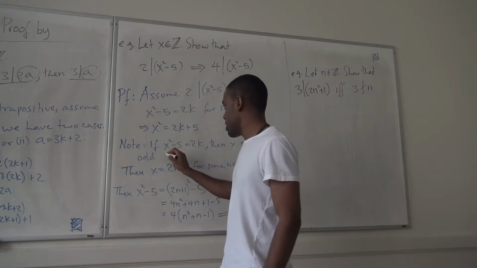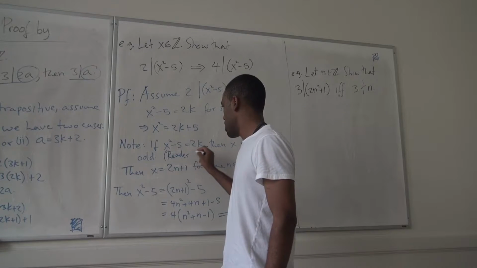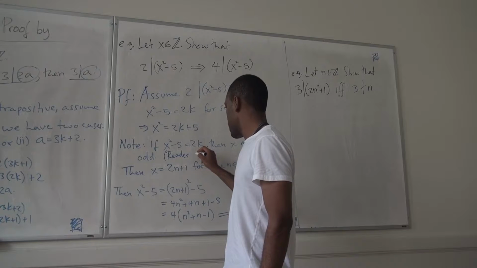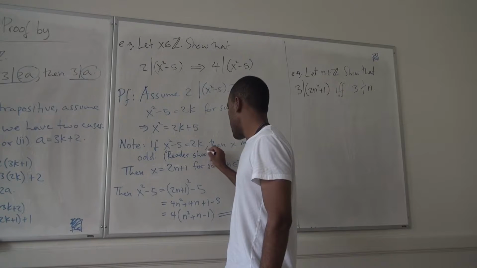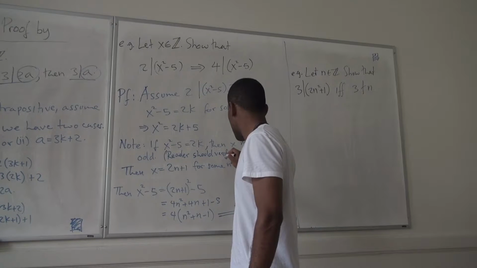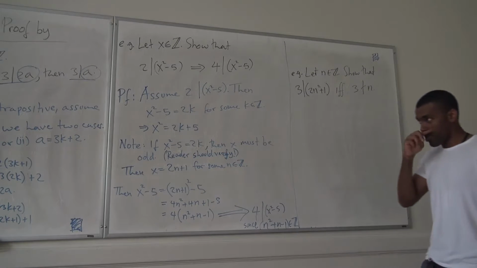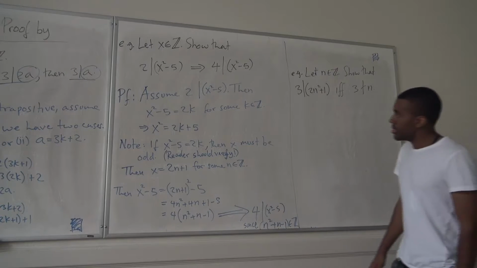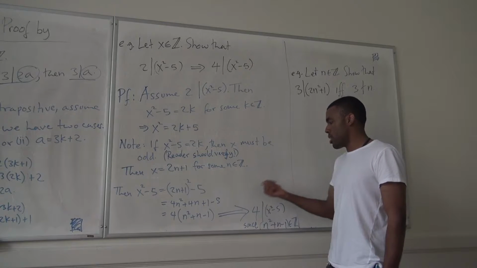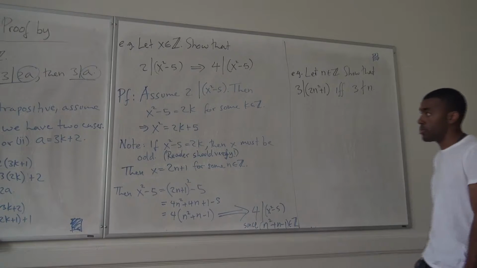The only bit of hand waving in this group we did was this part, so I'll be like a textbook writer and say, reader should verify. So if you're not convinced of that, prove it. It's actually not that bad. We proved that x squared is even if and only if x is even, you can use that to prove it.